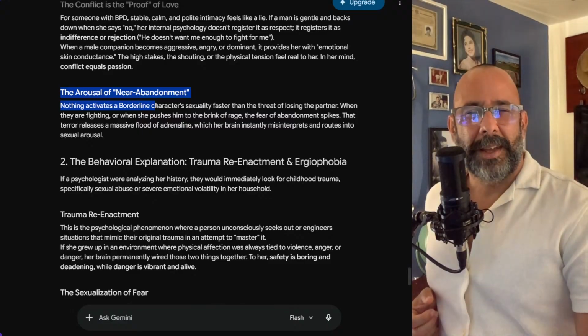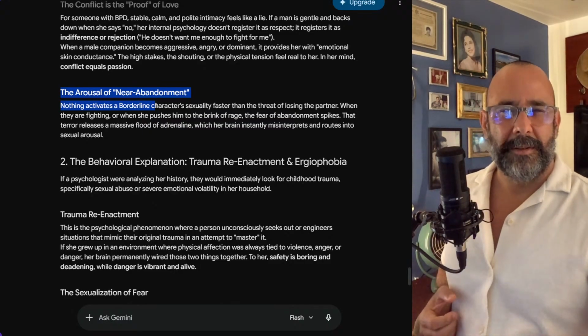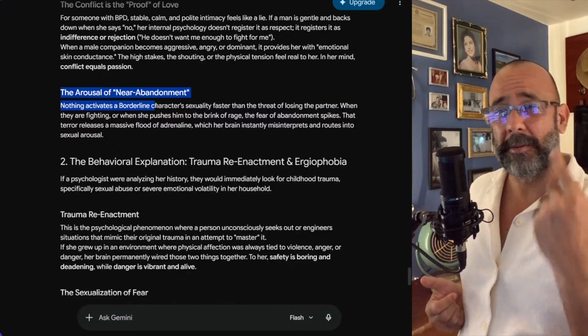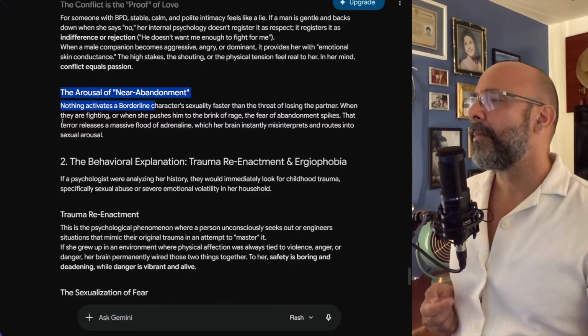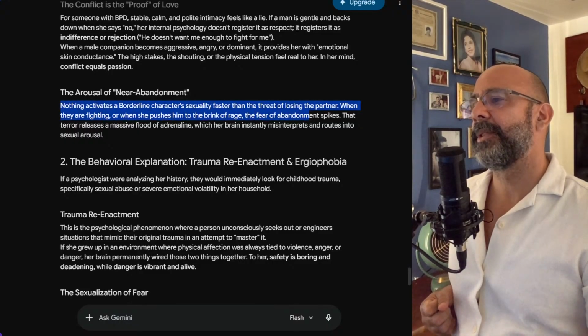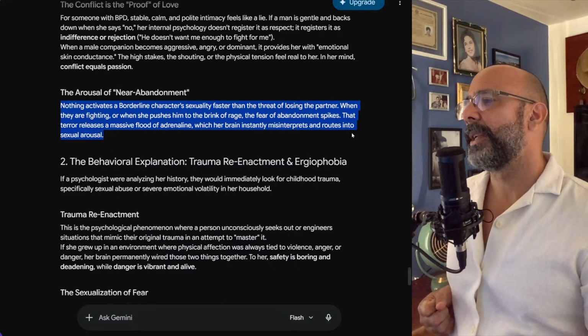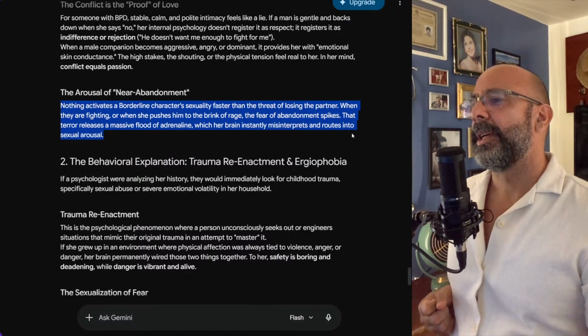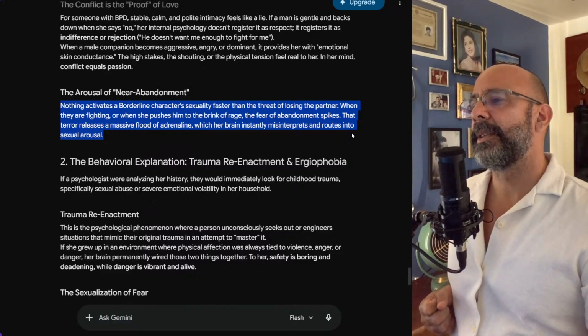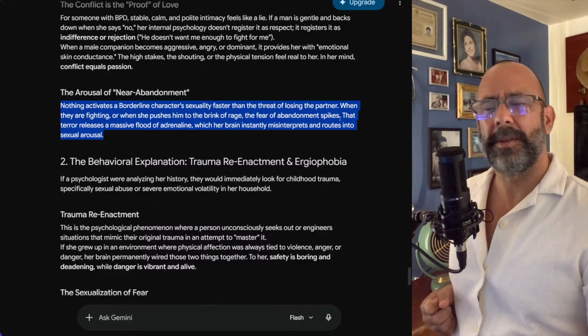That could be interesting if like her mother was actually very combative. I guess that's how that would be formed, right? Is some sort of parental, I don't know, let's see. "Arousal of near abandonment. Nothing activates a borderline character's sexuality faster than the threat of losing the partner. When they are fighting or when she pushes him to the brink of rage, the fear of abandonment spikes. That terror releases a massive flood of adrenaline, which her brain instantly misinterprets and routes into sexual arousal."